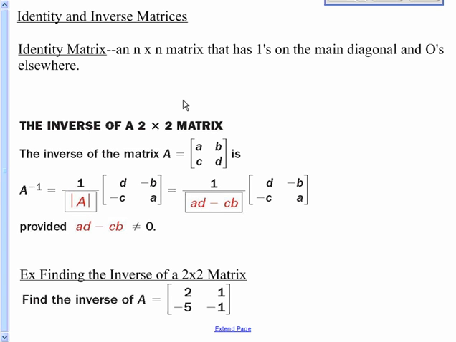Today we're going to talk about identity and inverse matrices. So we're going to find and use inverse matrices to solve some systems here.